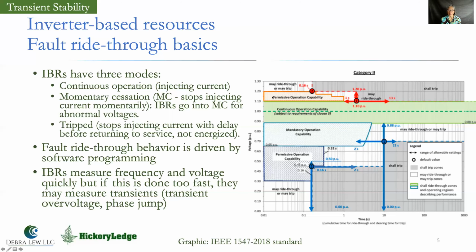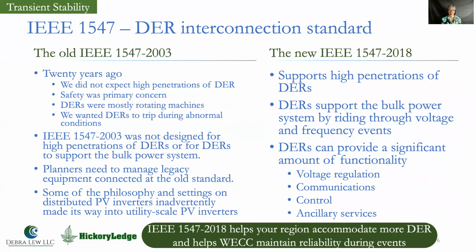And then this orange part that says permissive and this blue part that says permissive, these are areas where an inverter can continue to inject current normally, or it can go into this momentary cessation mode that we described, where it blocks its own action of injecting current into the grid and waits until voltages get to a level where it can go back to injecting current into the system. So that's an example of some of the thinking that's going into how inverter-based resources behave during events.